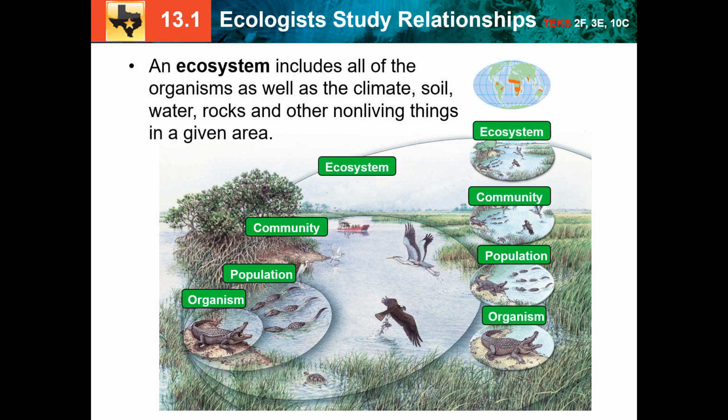And then finally, an ecosystem is the broadest level. And that's whenever you consider all of the communities, all of the living things in an area, as well as the non-living things, like your rocks and your water, the things that are essential for the living things to survive and to thrive. However, they aren't things that are necessarily required.